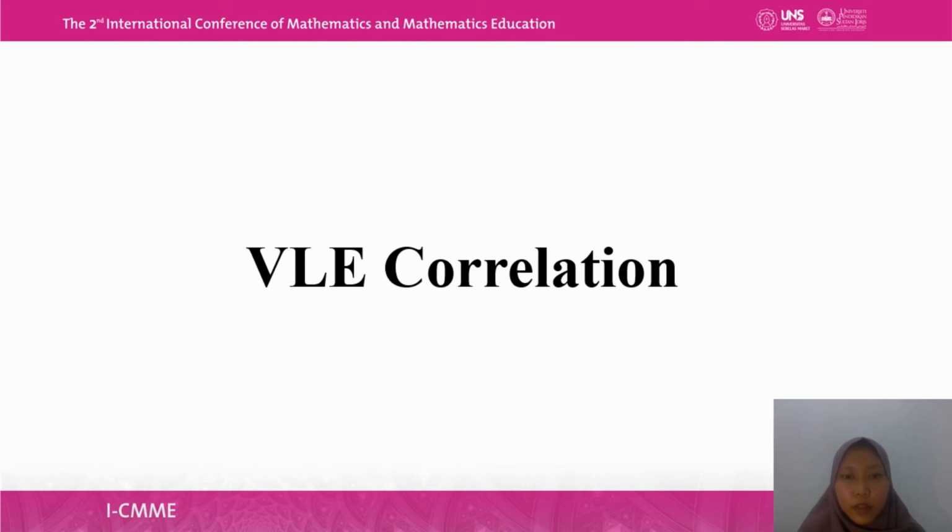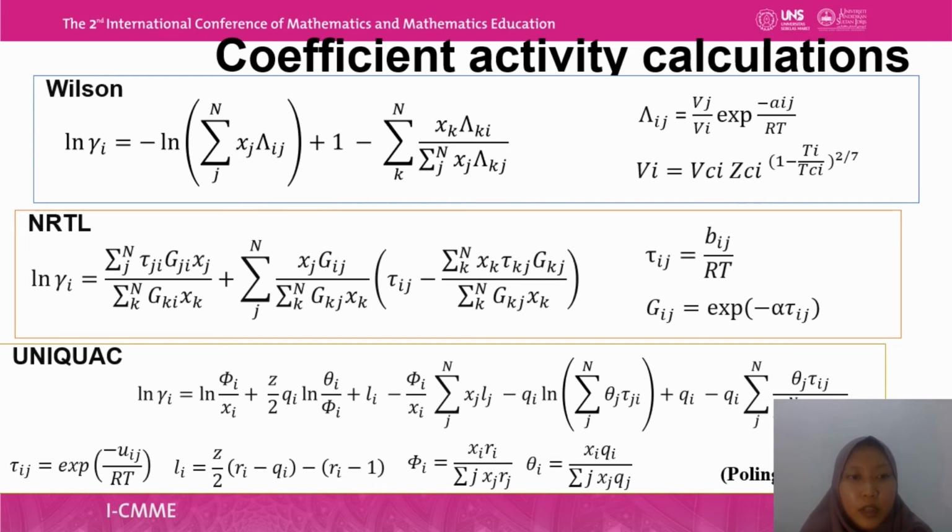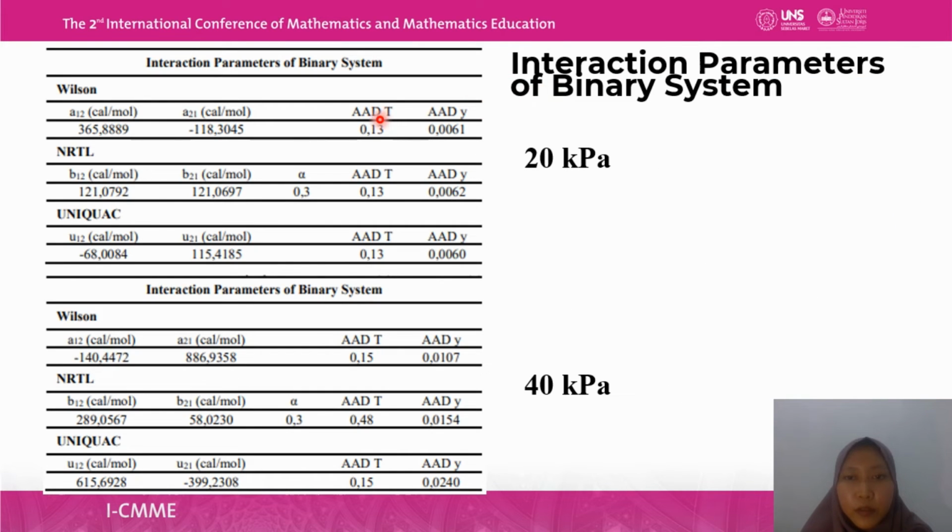And then VLE correlation, using the formulas of Wilson, NRTL, and UNIQUAC for activity coefficient. This is an interaction parameter of the binary system with average absolute deviation temperature of 0.13, and then for limonene plus citronellal at 40 kPa it is 0.15 and 0.48.